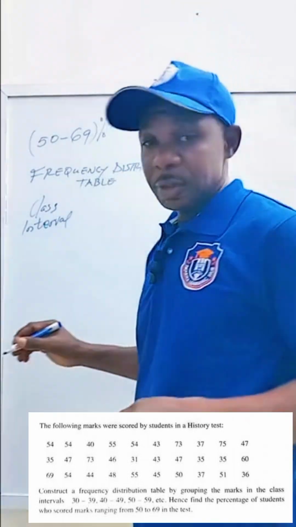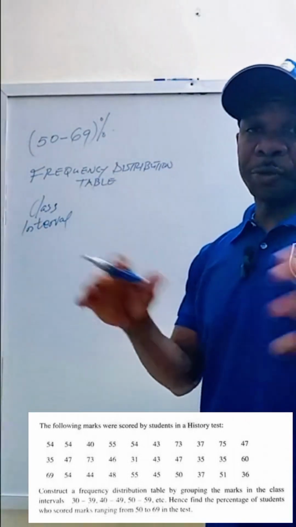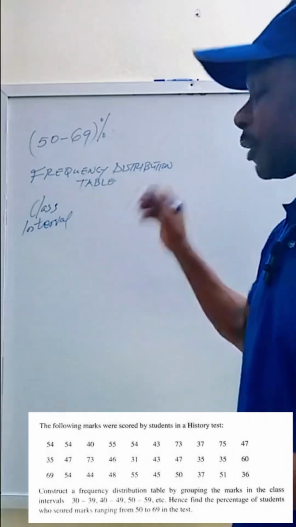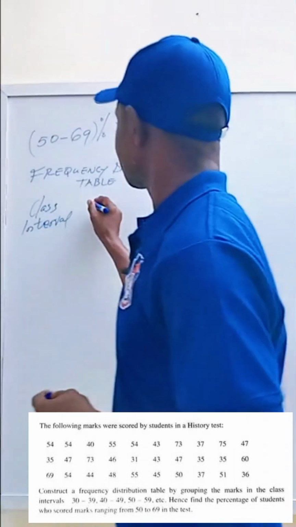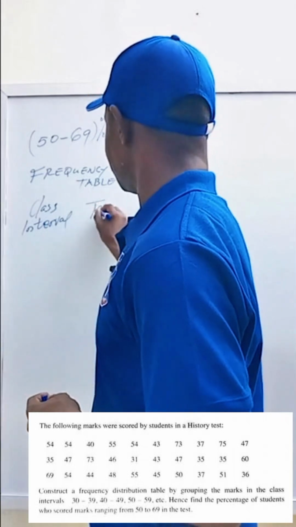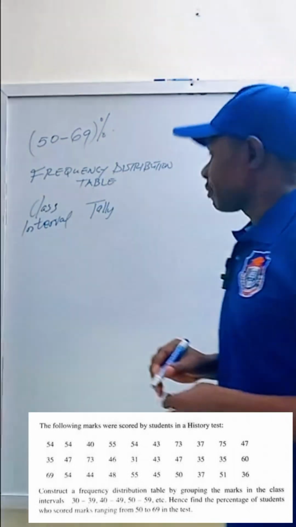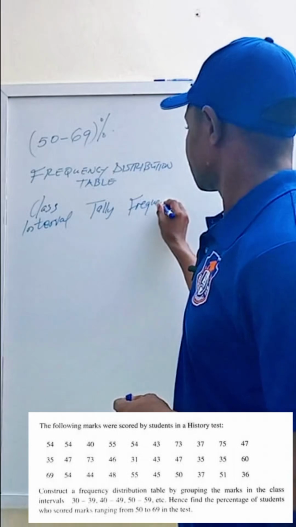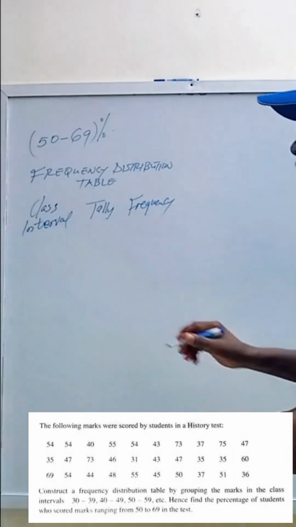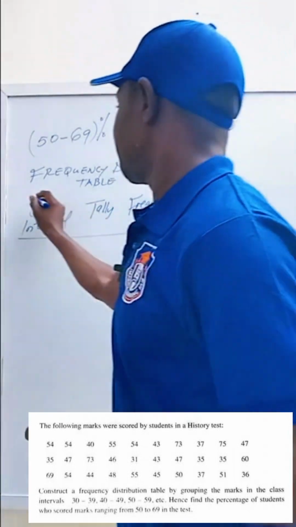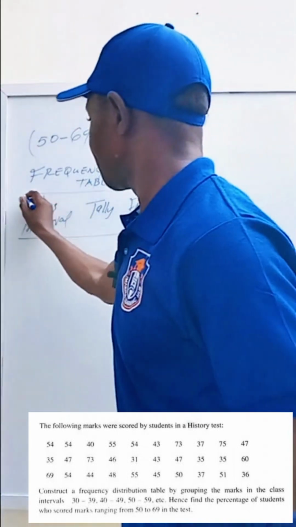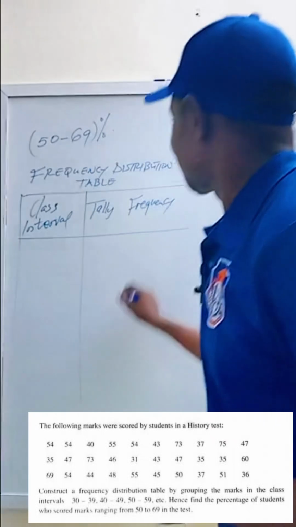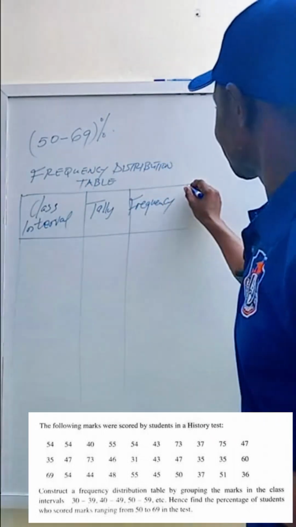Since the marks are not grouped data, they're just scattered marks, we shall have another column for what we call tally. Tally helps you to count the marks individually. Then let's have frequency here. I'm going to give a sketch of the table which you're supposed to draw. Make sure you draw a clean table.